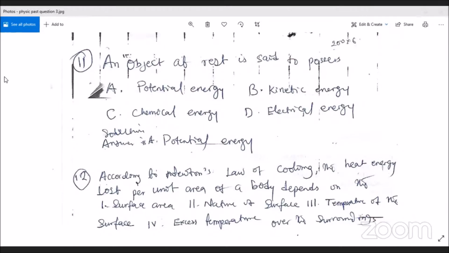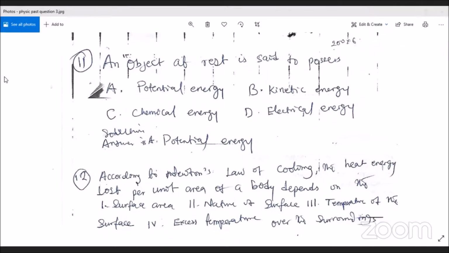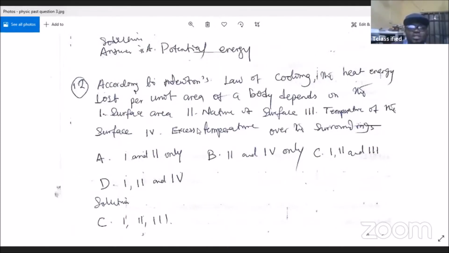Number 11. An object at rest is said to possess: A, potential energy; B, kinetic energy; C, chemical energy; D, electrical energy. Potential energy. That one is pretty simple. Kinetic if they are in motion. Potential energy. Okay, so let's move forward. Let's look at question number 12.